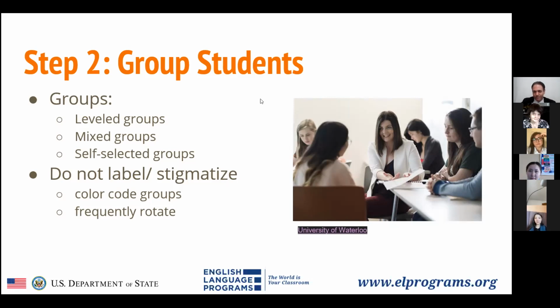It's to divide by level. Yes, for example, the first group beginning, intermediate, advanced. Okay, so I have an A group that would be beginning, B group would be intermediate, C group would be advanced, however you want to do it. Okay. Now, what about mixed groups?